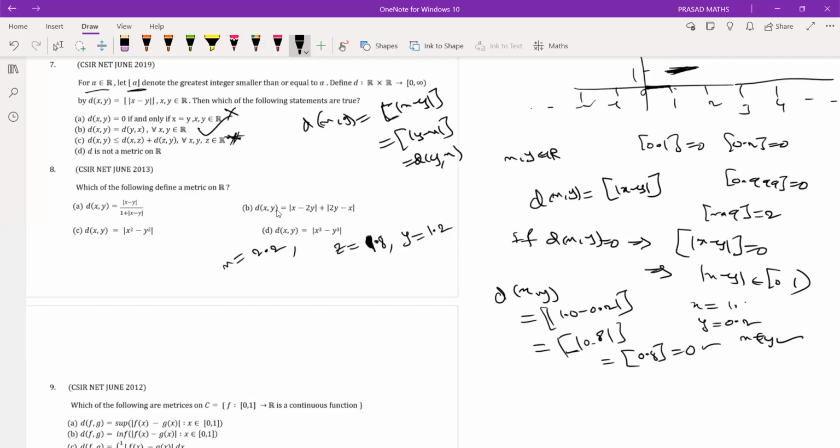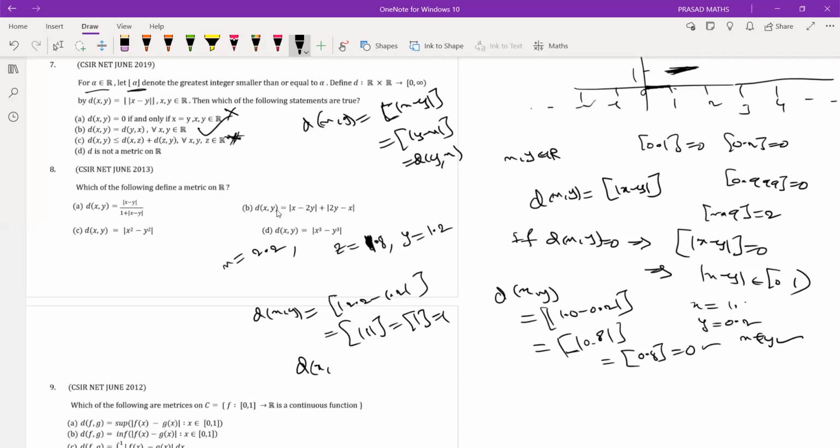So this is 1.8. Therefore, what is the distance between x and y? This is nothing but step of modulus of 2.2 minus 1.2. That is mod 1, which is 1. Step of 1 is 1. So the distance between x and y is 1.